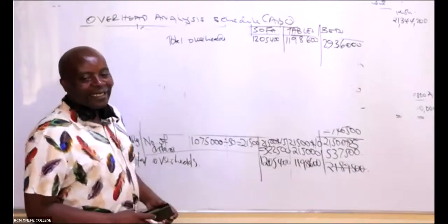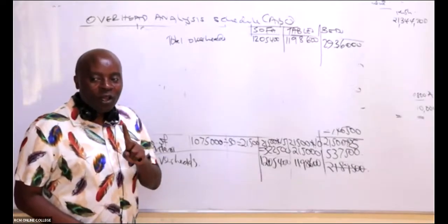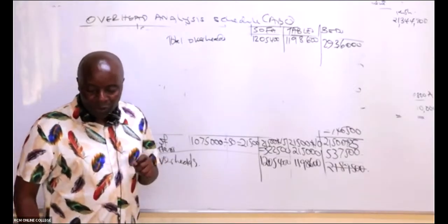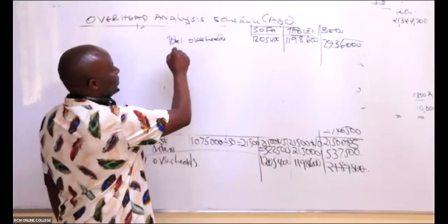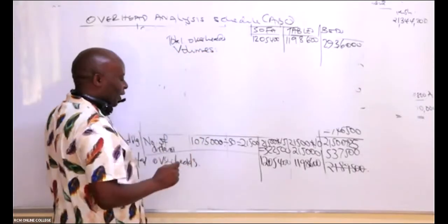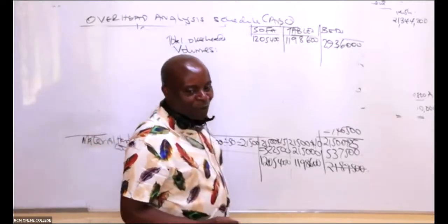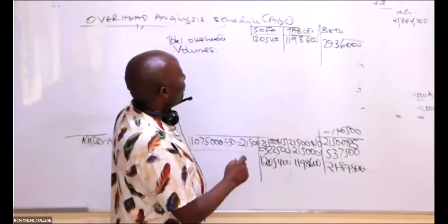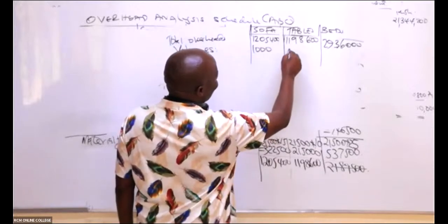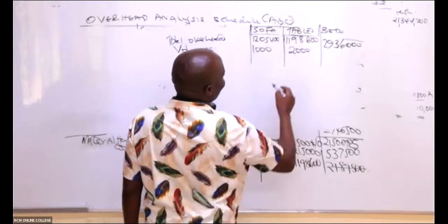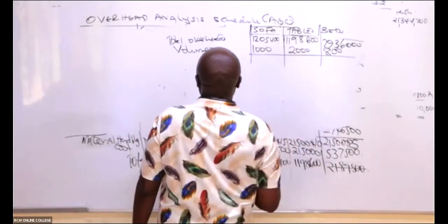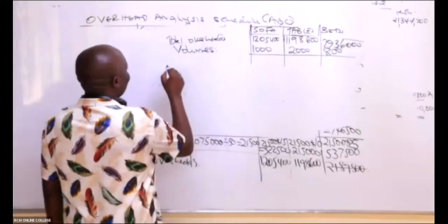So remember, at the end of the day, they want us to give them unit costs. Because they want unit costs, I must divide this by the volumes. Are you able to remember the production volumes of sofas? 1,000. Tables, how many? 2,800. So then give me the overhead per unit.